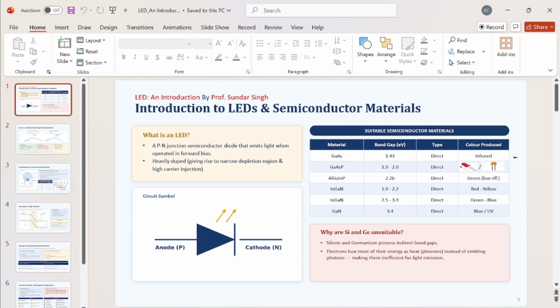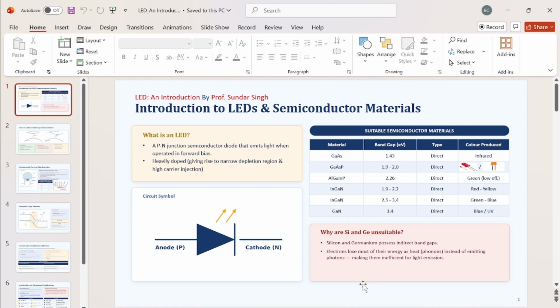Here you can see that gallium arsenide is basically emitting infrared light, which is not visible, but some other materials, gallium arsenide phosphide, indium gallium nitride, etc., can emit light of different colors. Now the question is why silicon and germanium are unsuitable for the construction of a light emitting diode.